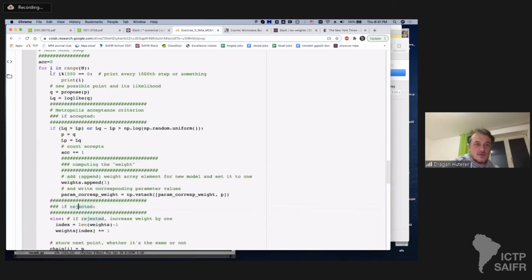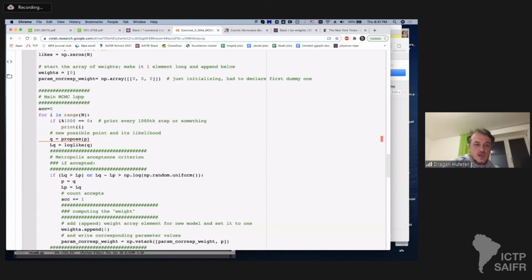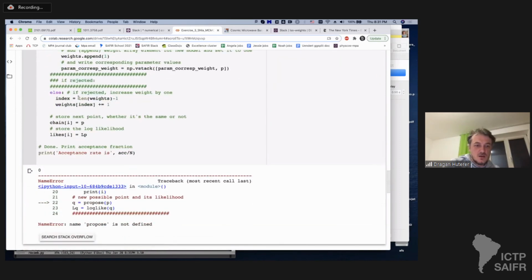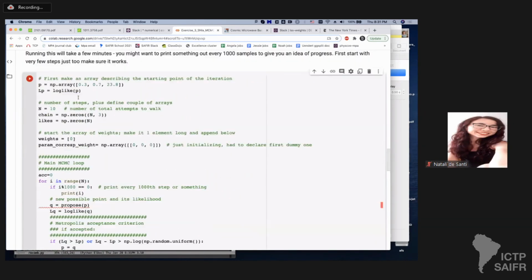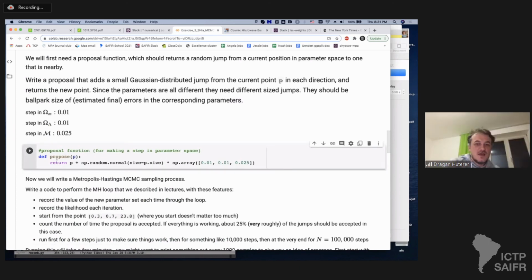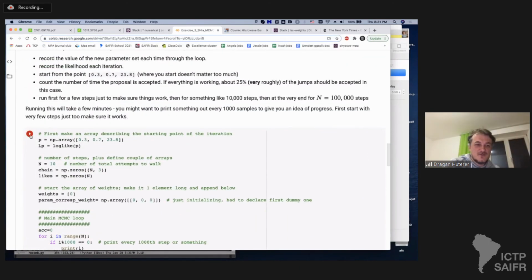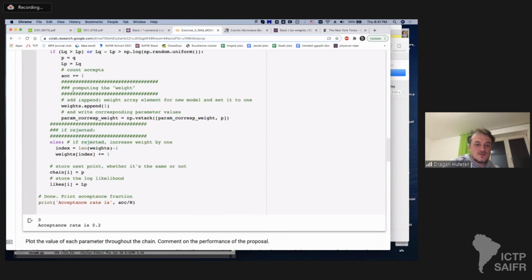So I run this once to make sure it works. And of course it doesn't. I think you should run the above. Oh, above also, thank you, Natalie. You have sharp eyes. Yes, you gotta run that one and then run this one. And this one works, acceptance rate is 0.2.